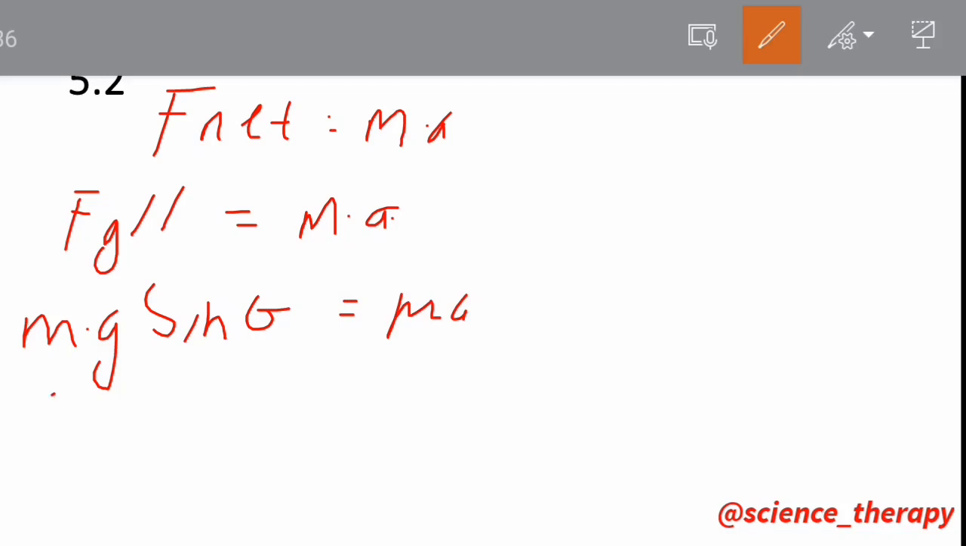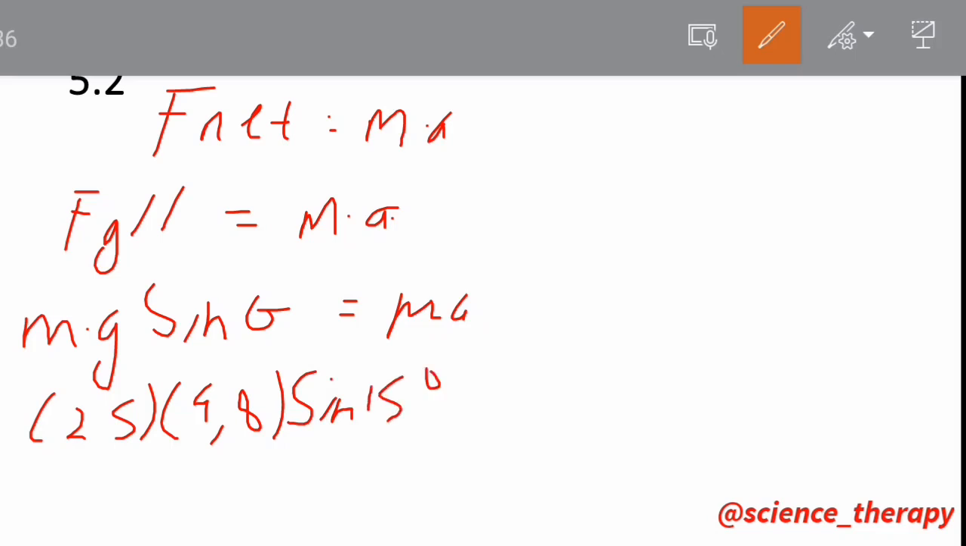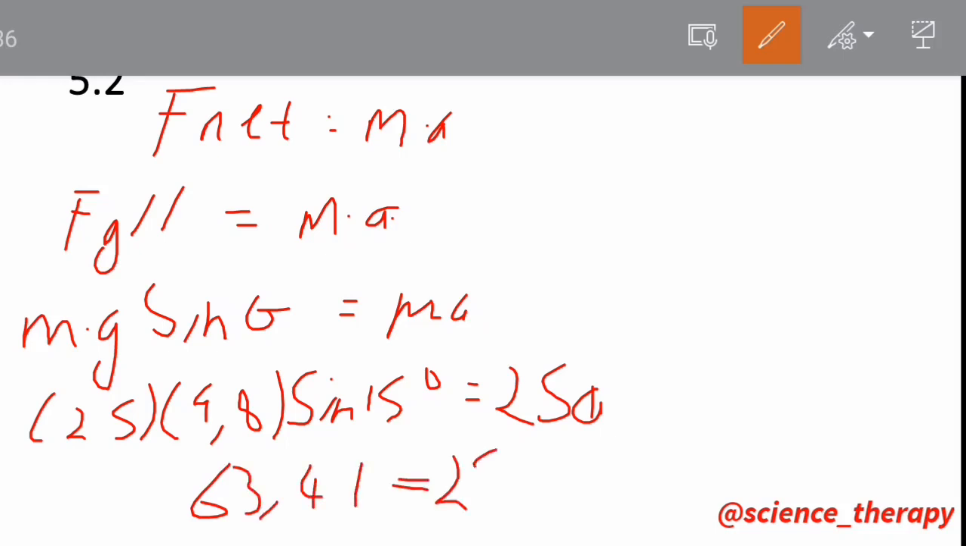So what is our mass here? The mass is 25. And then we have our gravitational acceleration, that's 9.8. Then sine, what is the angle formed by that incline? 15 degrees. Then our mass is 25. And then we have A, the acceleration, right? Now having to punch that in your calculator, what do you have? It's 63.41 is equals to 25A.